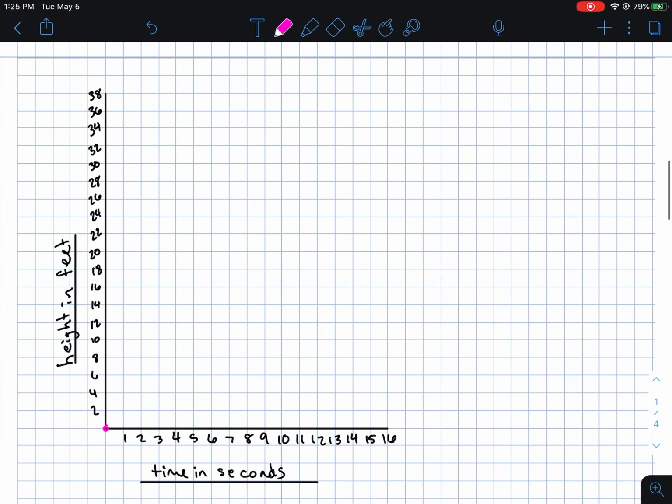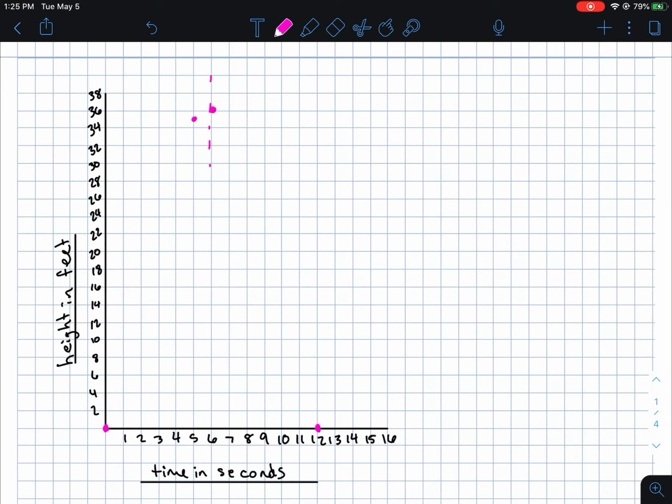I have (0, 0). After 5 seconds, it's going to be at 35 feet, so right here. At 6 seconds, it's going to be at 36, and then I know after 12 seconds it's going to be at 0 again. Now I could simply just graph and go like that, and yay, I have my parabola. I'm not going to give you full credit for that.